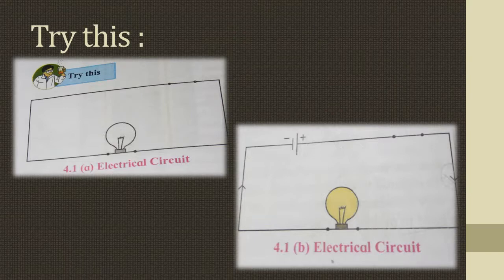Now students, you can see two pictures, 4.1a and 4.1b. Now in the first circuit no current will flow. Why? Because there is an absence of a cell. If the cell is not connected in the circuit, the current will not flow. But in the second figure you can see the arrow indicating the direction from positive terminal to the negative terminal. That means the potential difference will be created only in the presence of the cell in the electrical circuit, and that's why by connecting the cell or battery the bulb will light up.